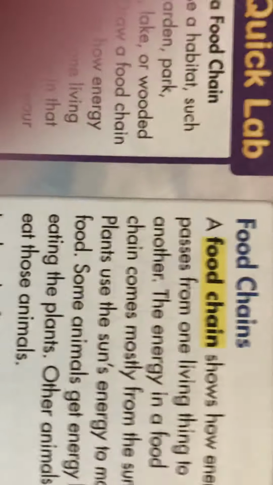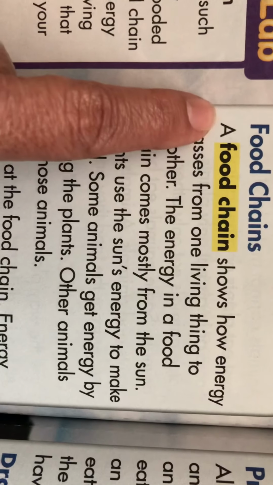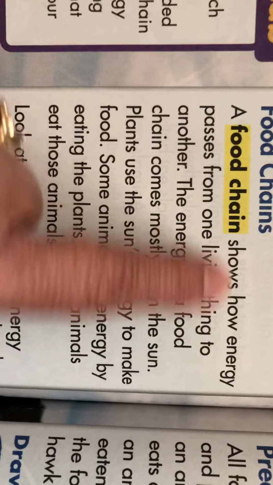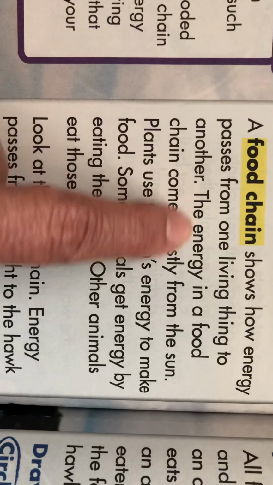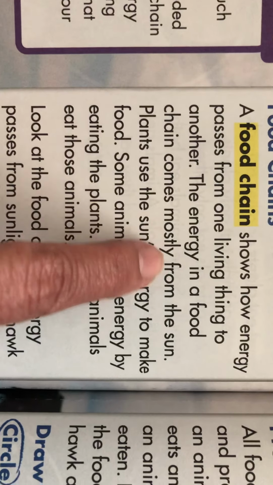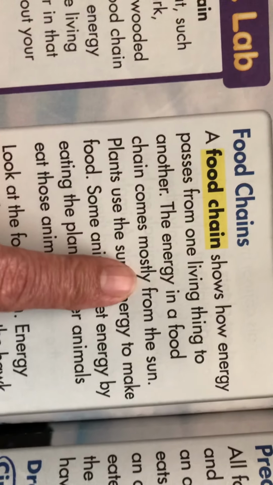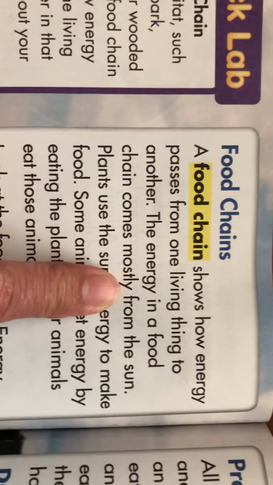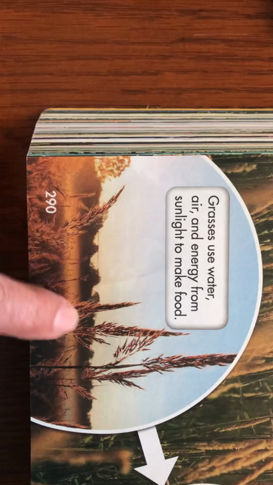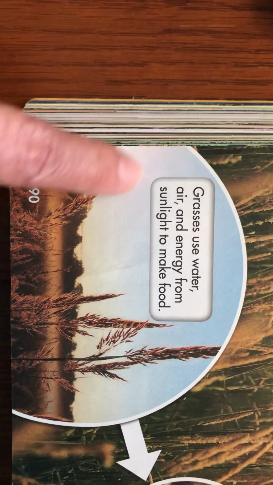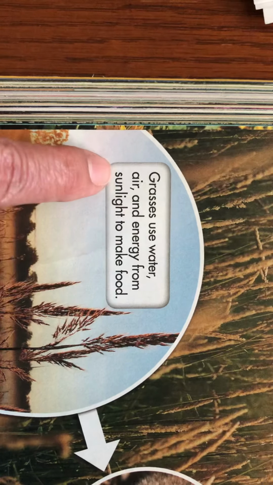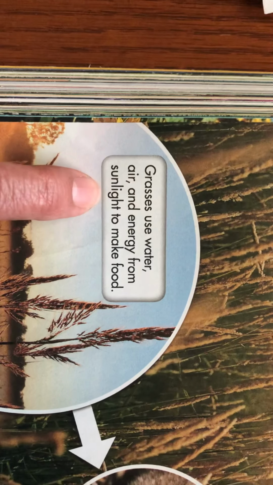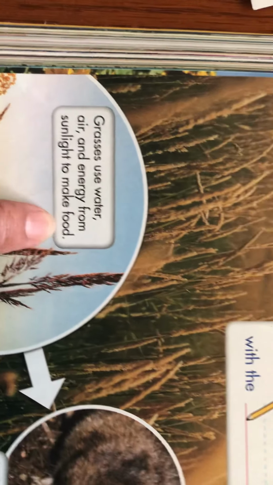It says food chains. A food chain shows how energy passes from one living thing to another. The energy in a food chain comes mostly from the sun. In other words, the sun begins the food chain. The sun begins it. Why, Miss Martin? Because the sun is what grows plants. Okay? The sun is what helps the plants. Grasses use water, air, and energy from where? Sunlight. To do what? To make food.